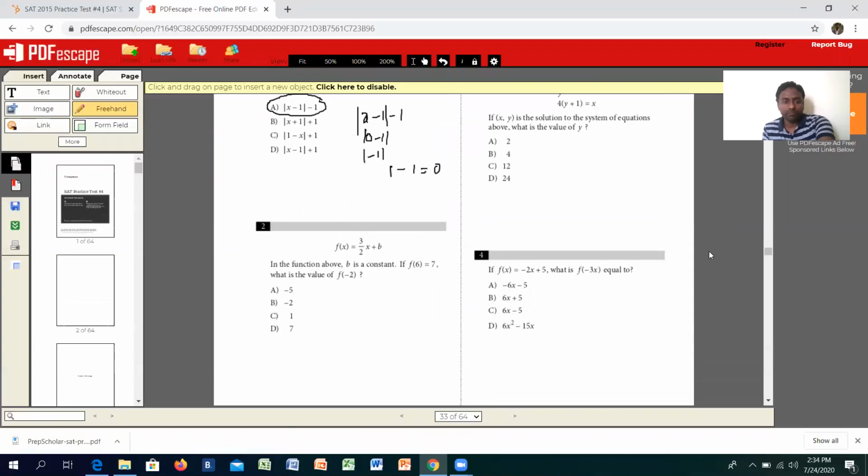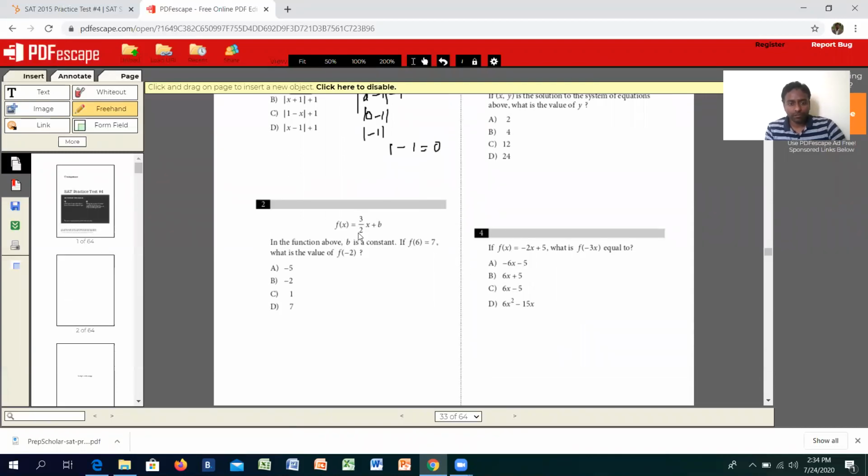Moving on to the second one. A linear function is given, f of x equals 3 by 2x plus b, where b is a constant. We need to work it out and get the value of f of negative 2. The condition is given to us as f of 6 is equal to 7. So this is your input x. If you substitute, replacing x with 6, check what we are going to get as our answer. And f of 6 is given as 7.